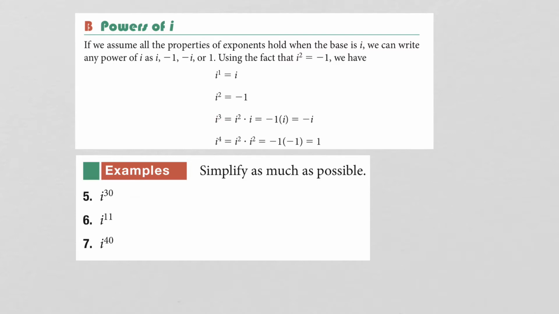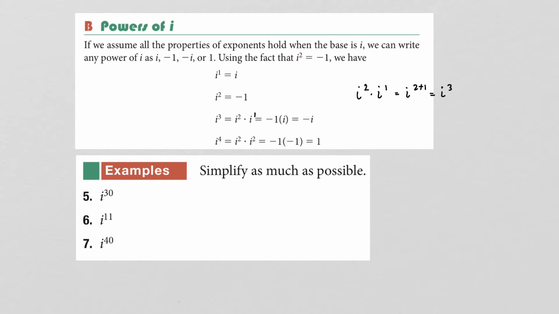Well, i to the third power can be thought of as i squared times i, right? And the reason for that is because if you have i squared times i to the 1, this would be i to the 2 plus 1, which would be i cubed. So all we're doing is taking that third power and breaking it apart. And then once we break it apart, we know that i squared is negative 1, and i to the 1 is i, and negative 1 times i is negative i.